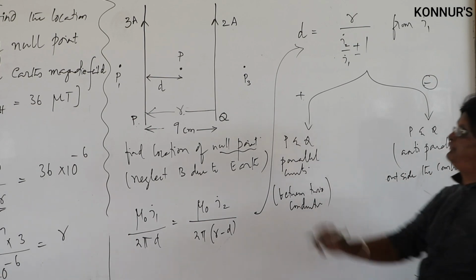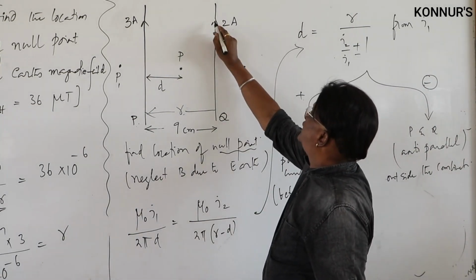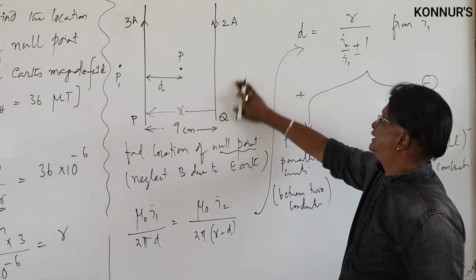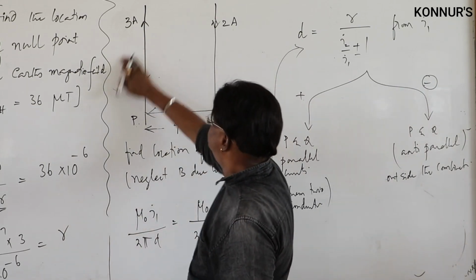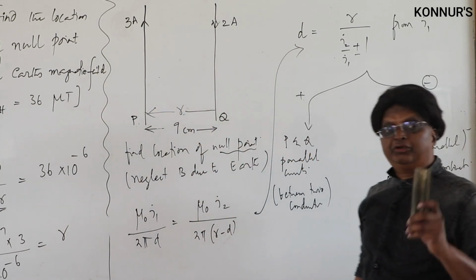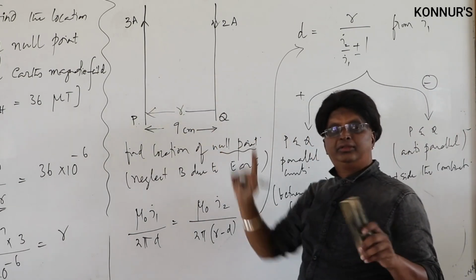Supposing I reverse this current direction, what happens? You tell me. It will not be in between, then it should be outside.